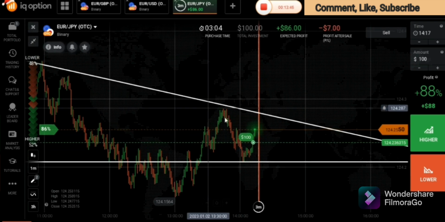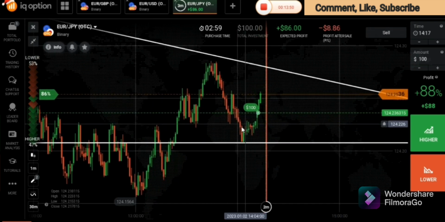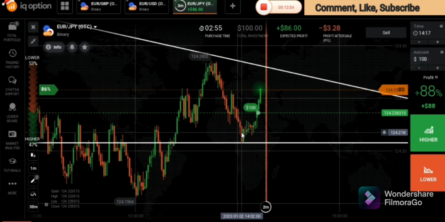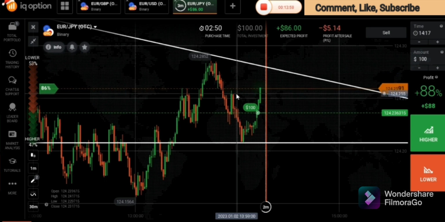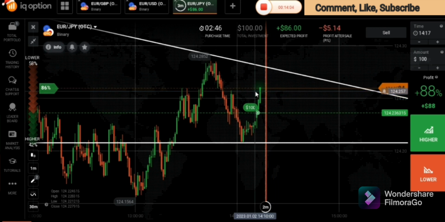I'm not saying that this downtrend is not going to continue, but I'm just saying when I noticed that there was a weakness over here, I just had the feeling that the market may retrace for some time, maybe around here, or maybe get to this trend line, I don't know.